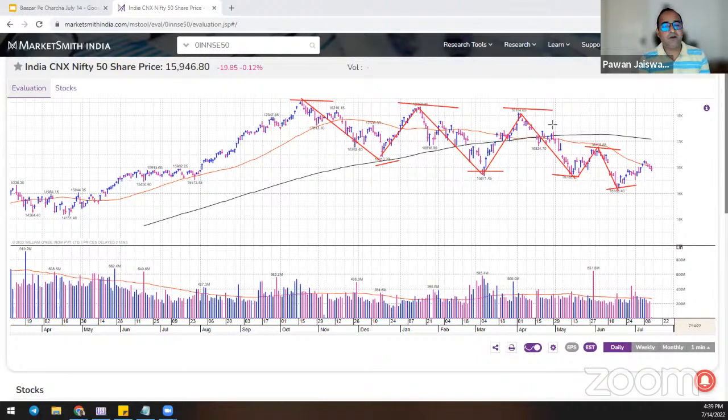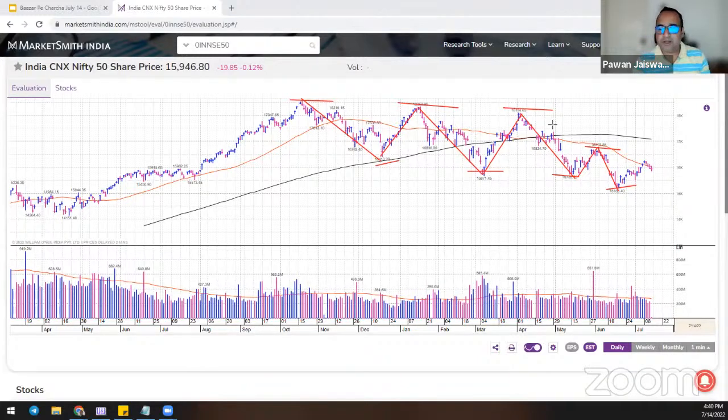If I talk about this moving average point of view, then we are trending below all key moving averages, be it the 200-day moving average, simple or exponential, the 100-day moving average, or the 50-day. Now the market has reclaimed the 100 and 50-day, that is a different thing, but for the last few months we are trading comfortably below that only. So I can say that we are still in correction zone, correction mode only.